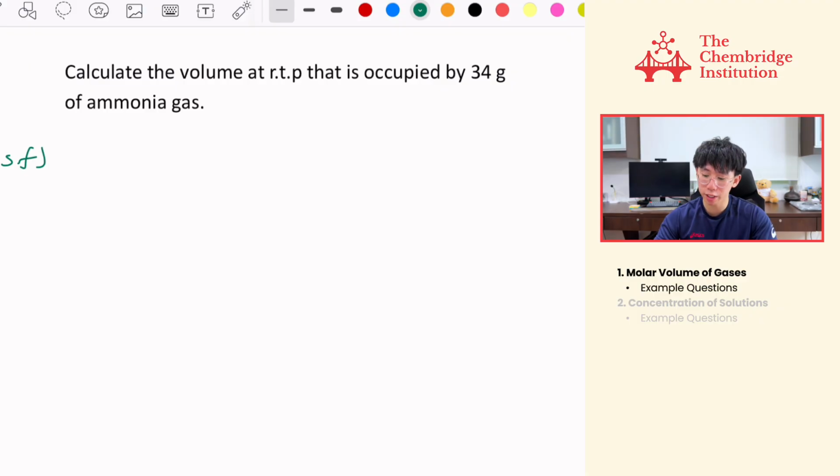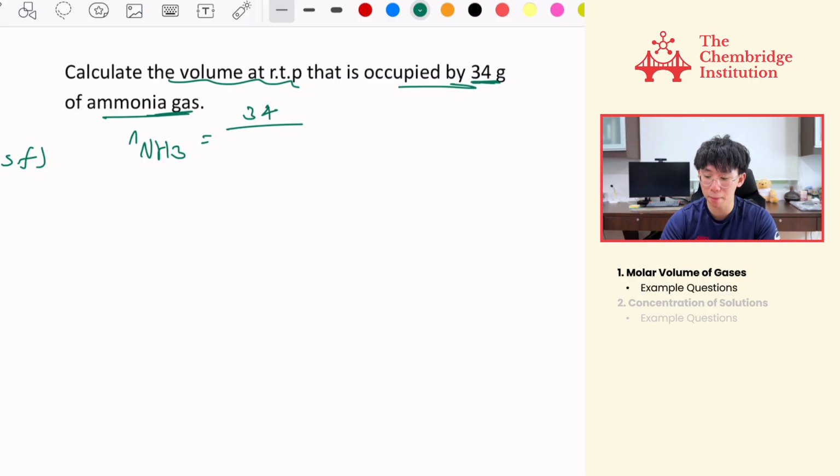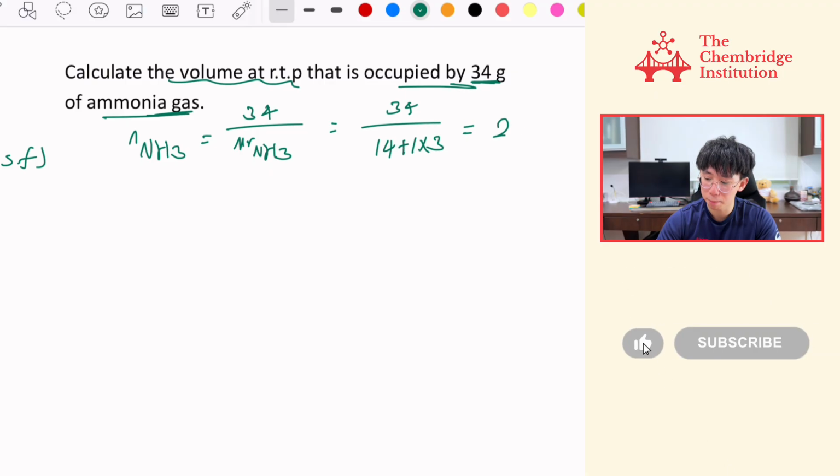Okay, so for this last question, calculate the volume at room temperature and pressure that is occupied by 34 grams of ammonia gas. Now that we're given the mass of a gas instead, obviously there's no way to convert mass to volume directly, so we need to convert mass to number of moles first. So you must first find the number of moles of ammonia gas. We have the mass, so we divide it by the Mr of ammonia. This is equal to 34 divided by 14 plus 1 times 3. This will give you a value of 2 moles.